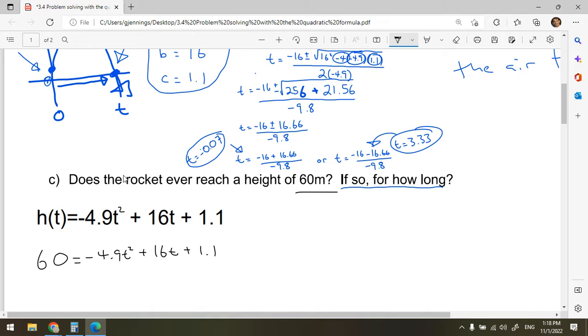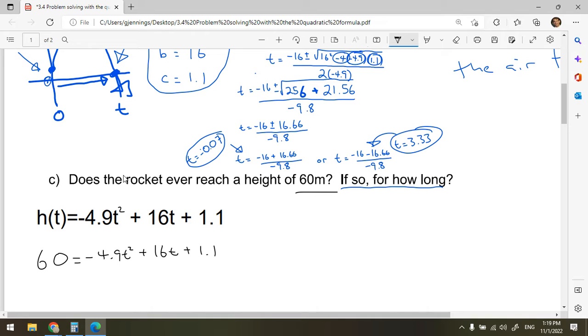Okay. Now this equation is saying the height is equal to 60 when t, some amount of time, has gone by. Let's find the amount of time. If we get an impossible amount of time, like some kind of time that doesn't exist in our universe, then we know it's never that high. This is how we do it.